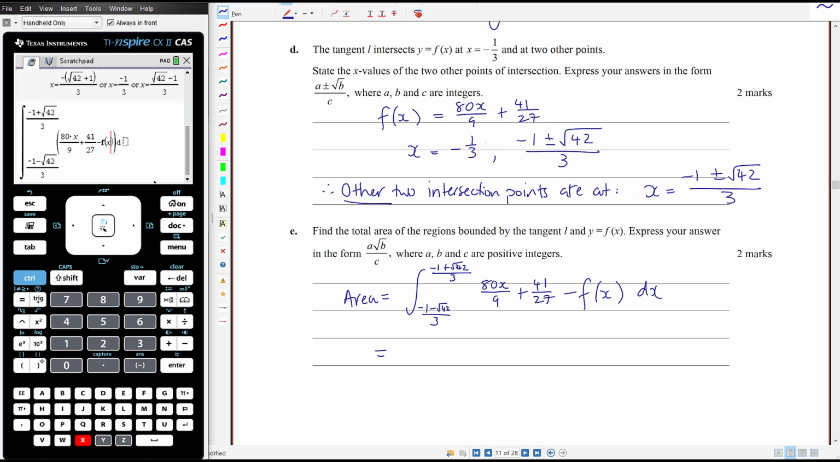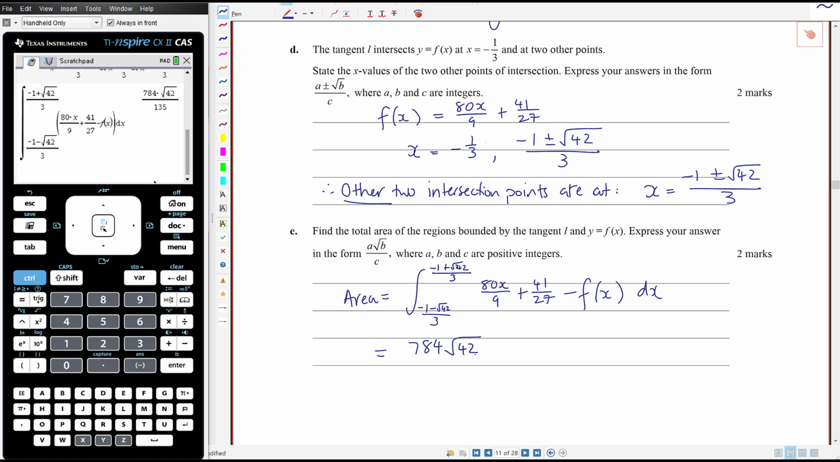Oops, minus f of x. If you're going to write out f of x, you must have brackets around it. That's why it's actually easier to refer to f of x than not. Okay, and we don't need to do anything with that. So that is 784 times the square root of 42 over 135, which is in the required form as it is.